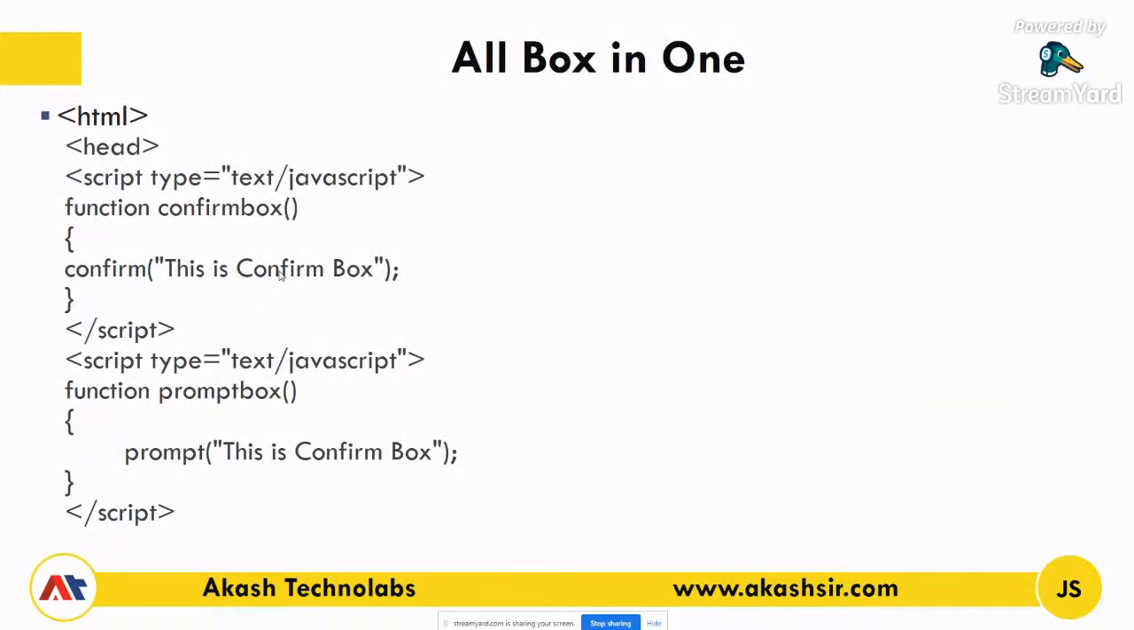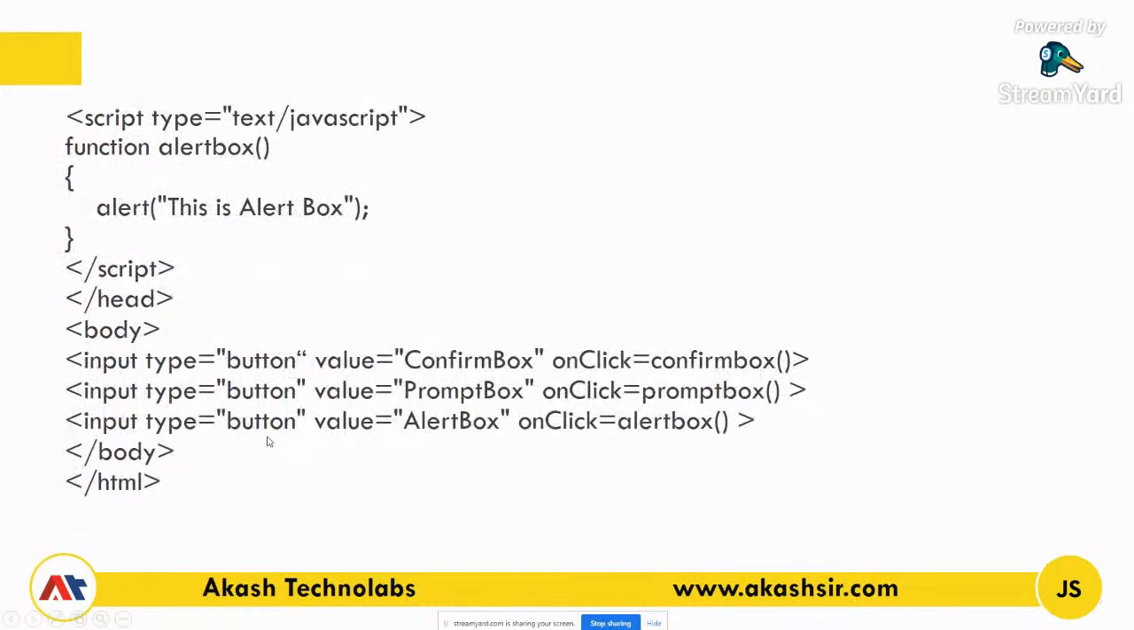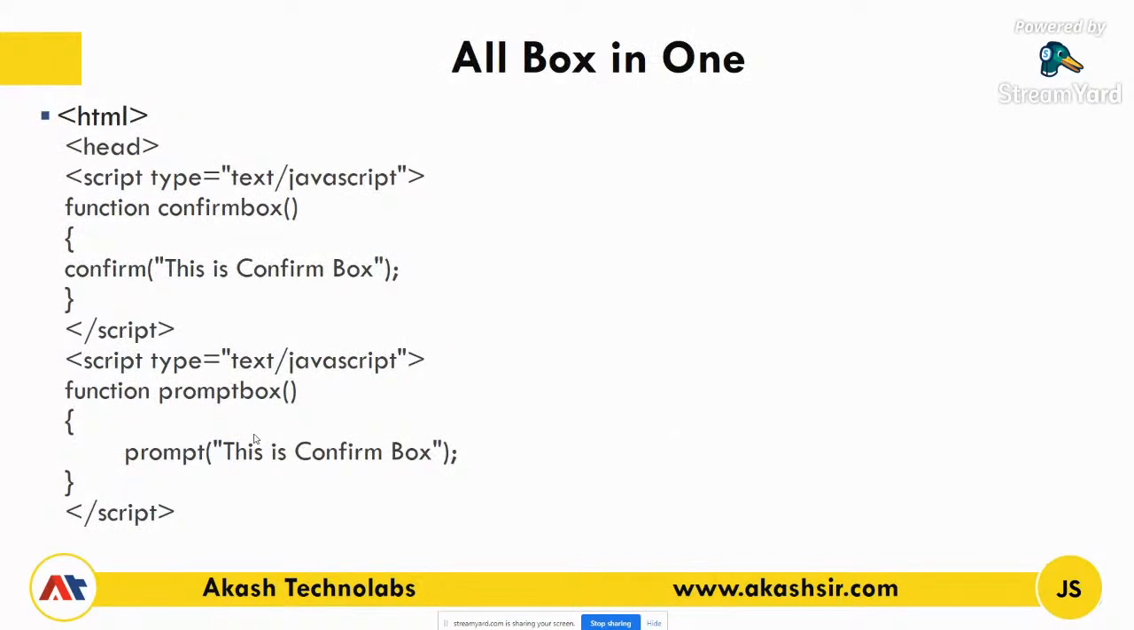So you can see this is an alert box, this is a confirm box, and this is a prompt box. For example, we have 3 different boxes over here. On click, you can see this is the alert box. Let me give a demo for this.